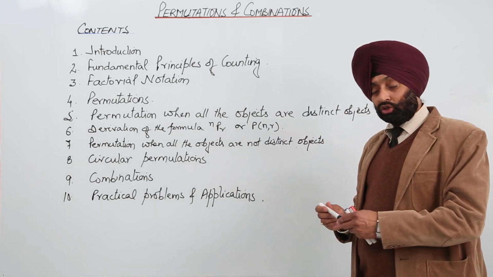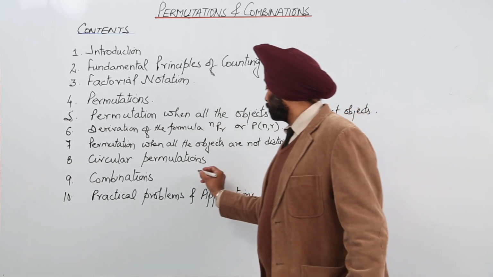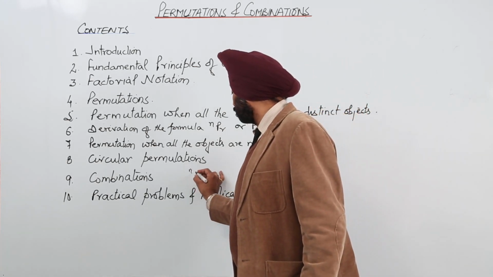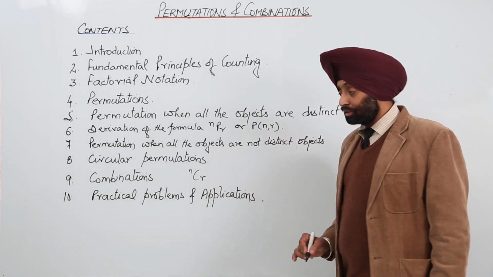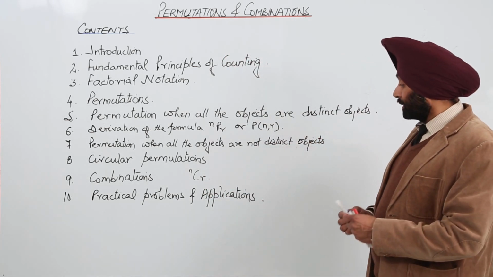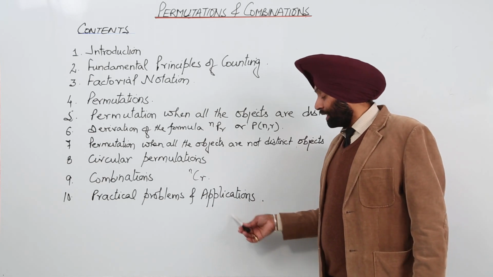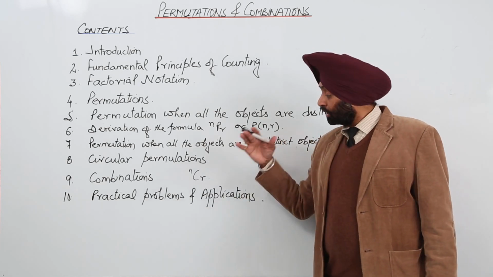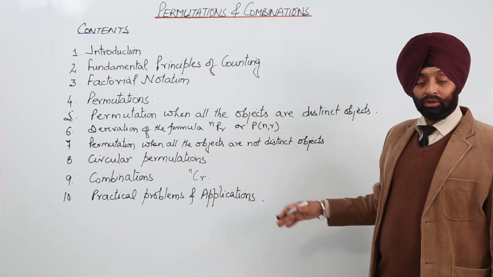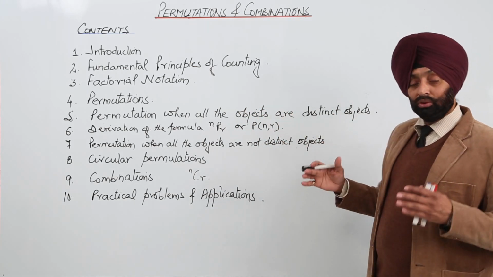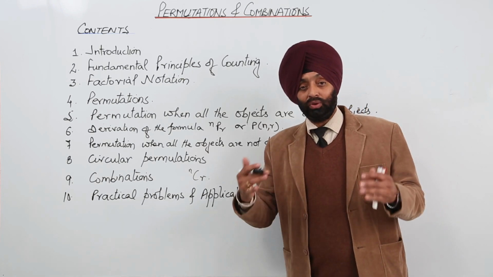For the combination we also write it in the form of nCr. This is the formula, that is nCr. And then practical problems and applications based on combinations and permutation. So this is what we are going to do in this very interesting chapter.